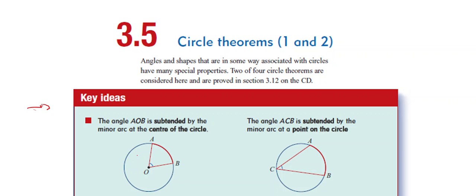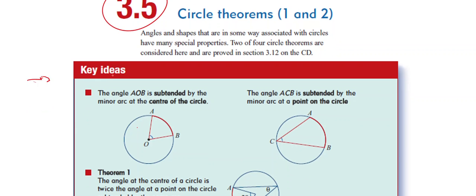This is for Year 10 Methods Pathways. We're going to look at exercise 3.5, so it's the second exercise in the worksheet. We're going to look at theorems 1 and 2. Okay, so let's look at the key ideas.